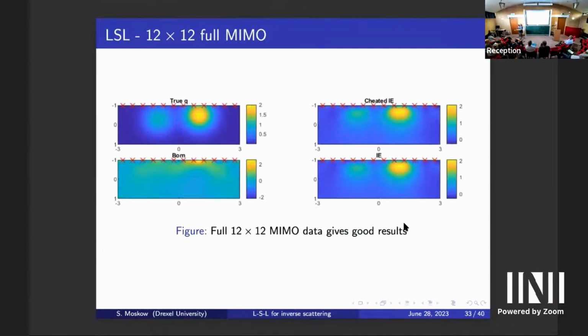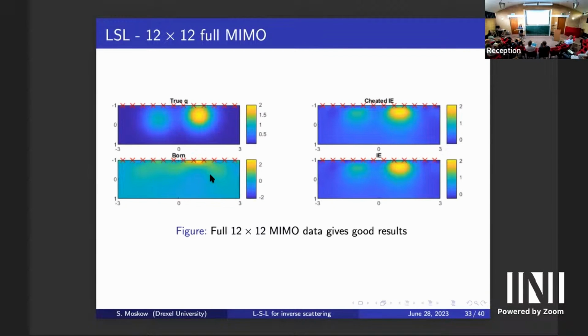Thinking about geophysics models where you have all your sources and receivers on one side, this is 12 source receivers, so K is a 12 by 12 matrix here. If you had the full 12 by 12 matrix, then this is the reconstruction. Again, this is from cheating, this is this method, and this is inverse Born.